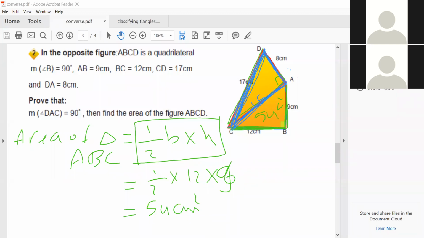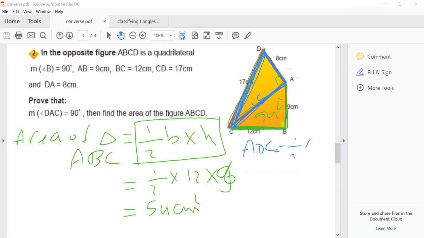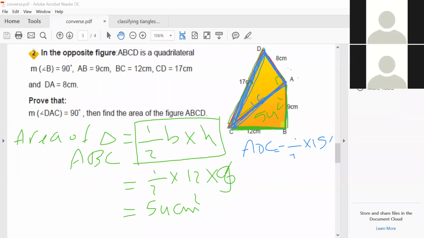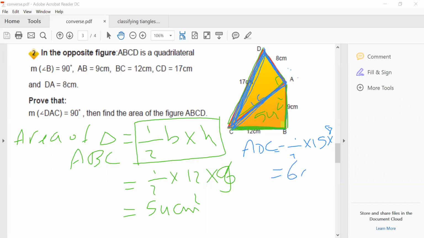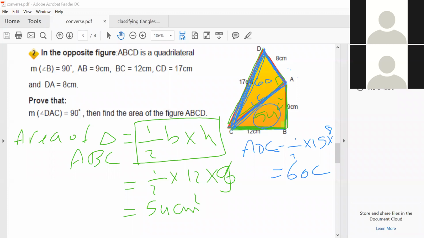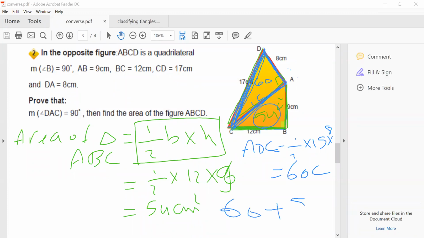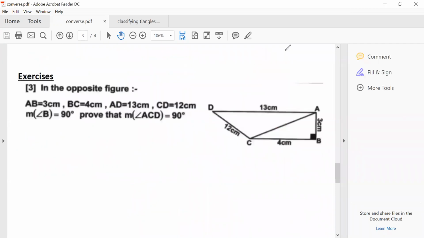So the area of triangle ADC will be half times 15 times 8, so it will be 4 times 15 equals 60. So this area is 60 and this area is 54. So the area of the whole quadrilateral, 60 plus 54, equals 140. Okay, thank you, Aisha. Let's move to another exercise.